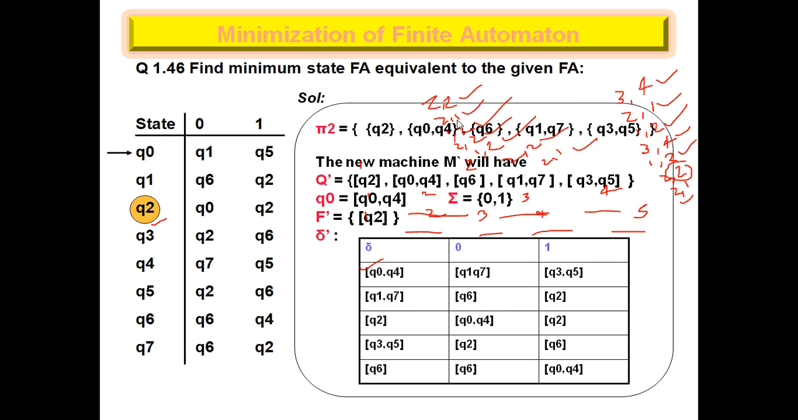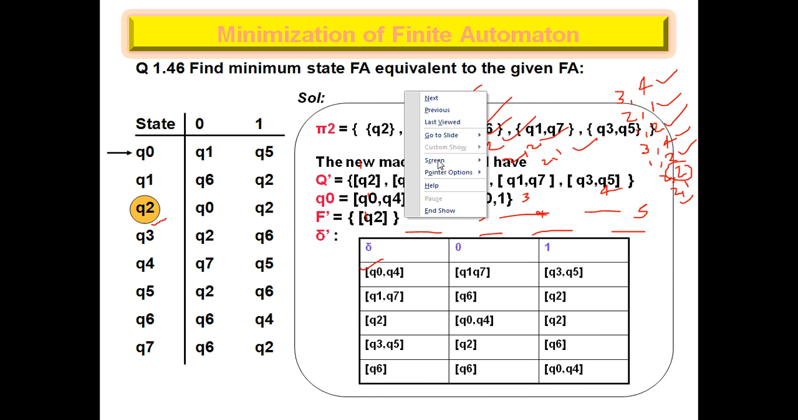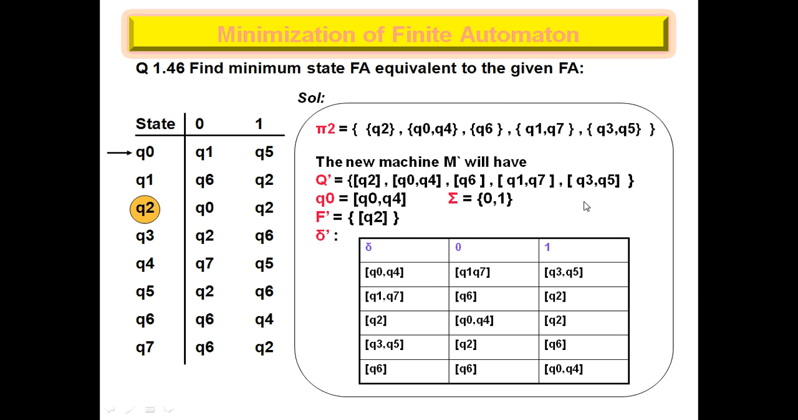Let me clear the screen first. So this is what we get in pi2. Now convert these curly braces into square brackets. The square bracket means it is a single state. Remember this one, this is Q0, Q4. It means there are two states for the same transition, and in the case of Q0, Q4, we have a single state.